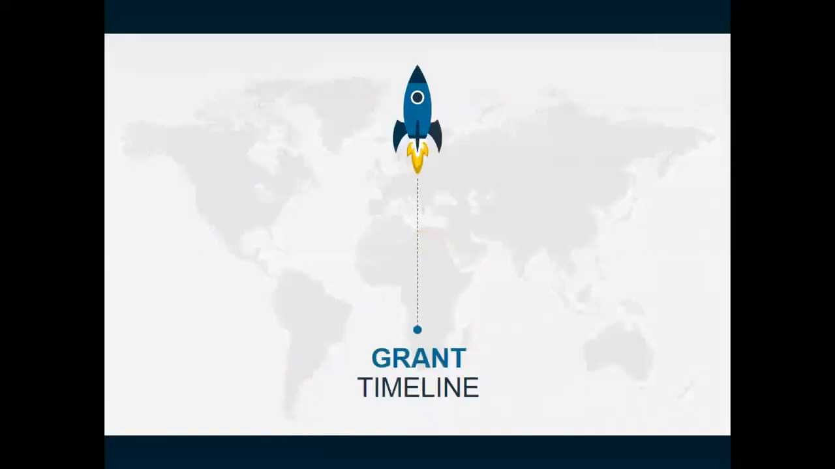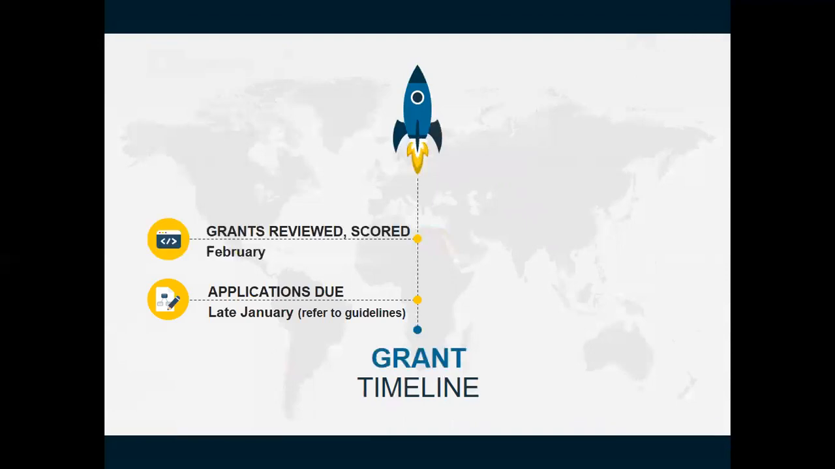So let's talk a little bit about the grant timeline. Applications are going to be due in late January. Refer to your guidelines for that specific date. We do have a team that comes together to review the grants and score them. That happens at the first part of February. And this team is made up of not only educators, but members of the community that are business leaders.